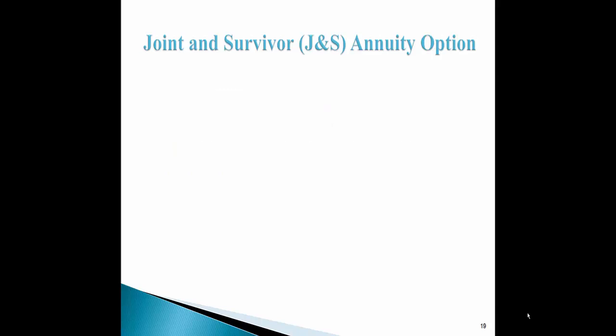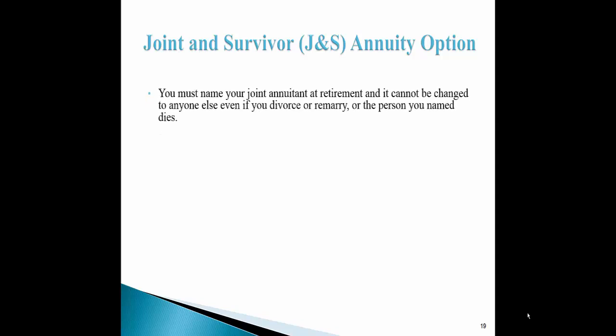Your joint annuitant would receive a lifetime benefit based on the percentage you elect when you retire. Joint and Survivor, J&S, annuity option. You must name your joint annuitant at retirement, and you cannot change this election even if you divorce or remarry or your joint annuitant dies before you. You may only elect a spouse, domestic partner, or child as your joint annuitant.